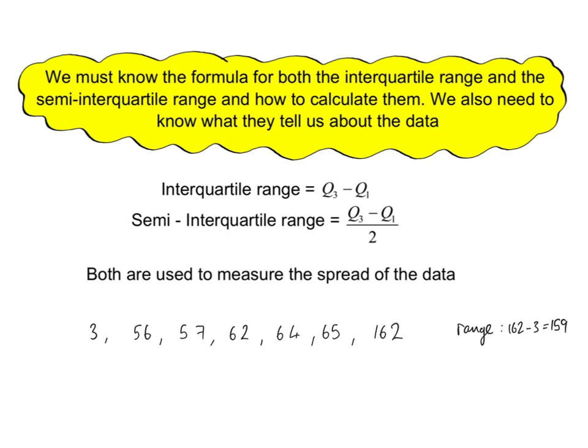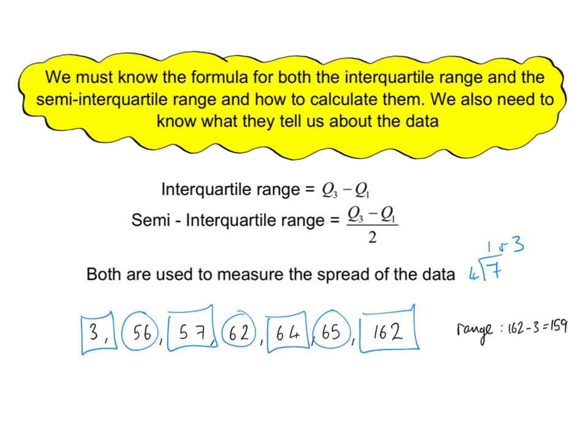What the interquartile range and semi-interquartile range will allow us to do is effectively get rid of those, by finding the quartiles, which we can do quickly here. So let's see, we have 1, 2, 3, 4, 5, 6, 7 numbers there. We know that 7 divided by 4 is 1 remainder 3. So 1 number in a box, 3 remainders, which gives us our quartiles of Q1 is 56 and Q3, the upper quartile, is 65.